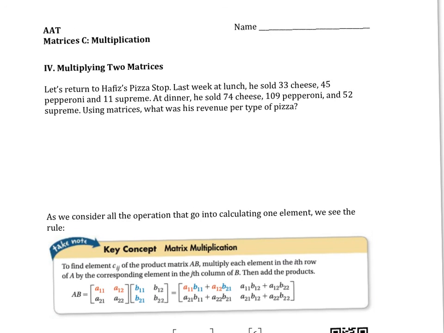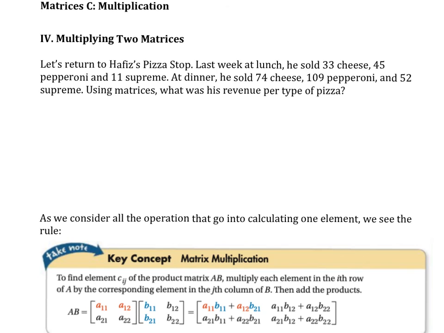So let's return back to our original problem with Hafiz's Pizza Stop. Last week at lunch he sold 33 cheese pizzas, 45 pepperoni, and 11 supreme. At dinner he sold 74 cheese, 109 pepperoni, and 52 supreme. Using matrices, what was his revenue per type of pizza?